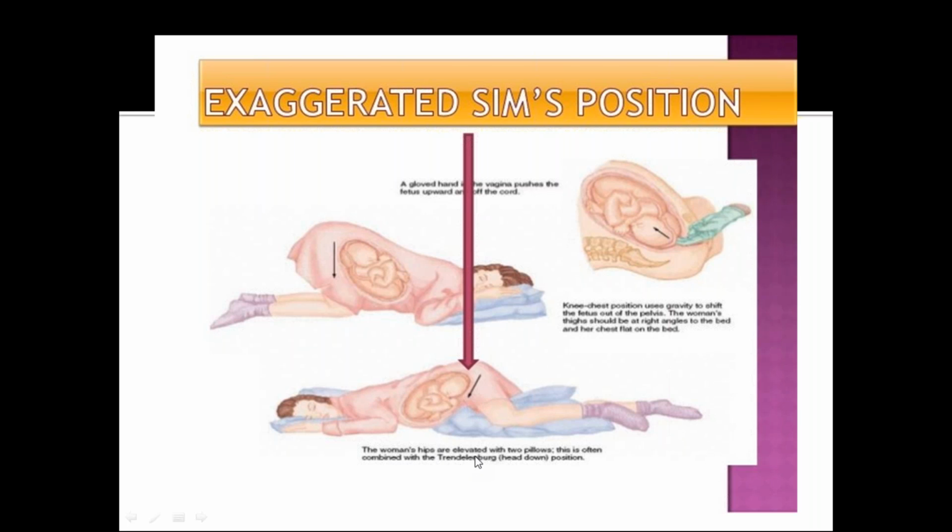The woman's hips are elevated with two pillows. This is often combined with the Trendelenburg head-down position. This is the gloved hand in the vagina pushing the fetus upward and off the cord, like this. Okay. Knee chest position uses gravity to shift the fetus out of the pelvis. The woman's thighs should be at right angles to the bed and her chest flat on the bed. So exaggerated Sims and Trendelenburg positions are important.